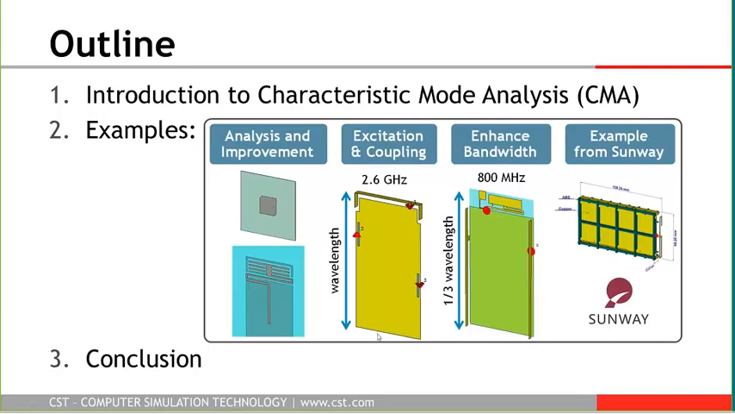So in the second example, we will already have 2 antennas placed on a common ground plane, and we will look into the coupling between both of them. The third example will introduce some techniques which are commonly used to enhance the bandwidth. And finally, we will have an example from our commercial customer, more specifically Sunway company.